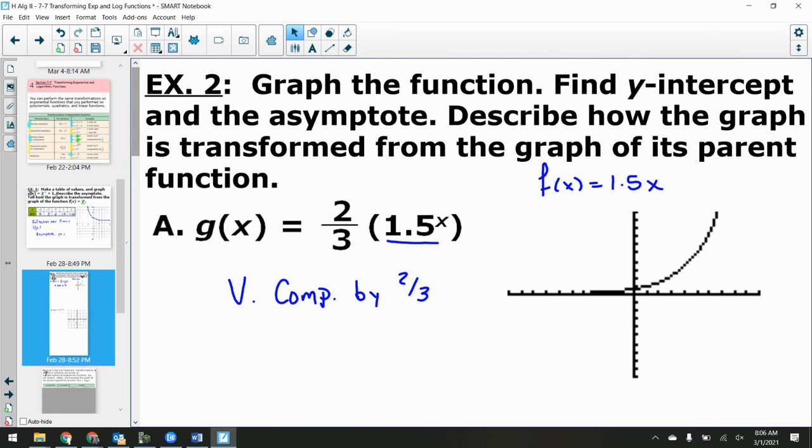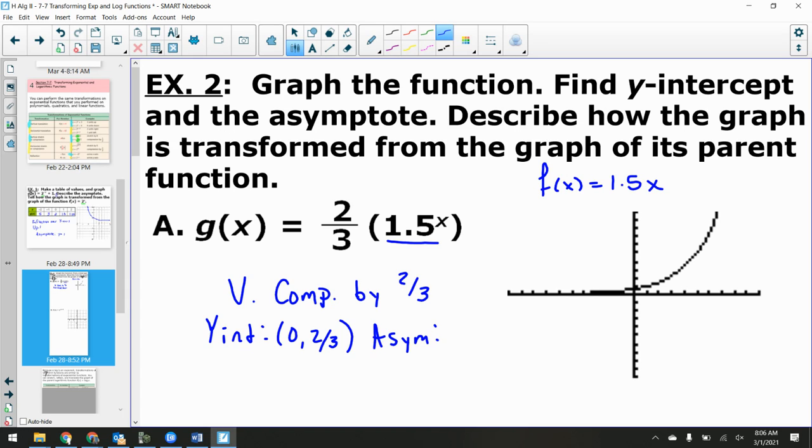Let me scroll back up so we can identify all of the information. Graph the function, check. Find the y-intercept. How do I find the y-intercept? What would I do to a function to find the y-intercept? Plug in x equals what? Plug in x equals 0. Okay, if I plug in x equals 0, what do I get? 0 comma what? 2/3. Yeah. So the y-intercept is 0 comma 2/3.